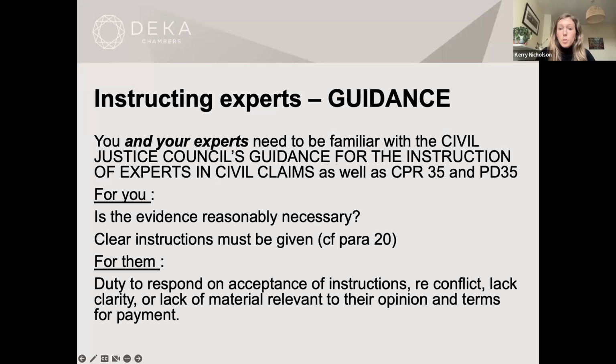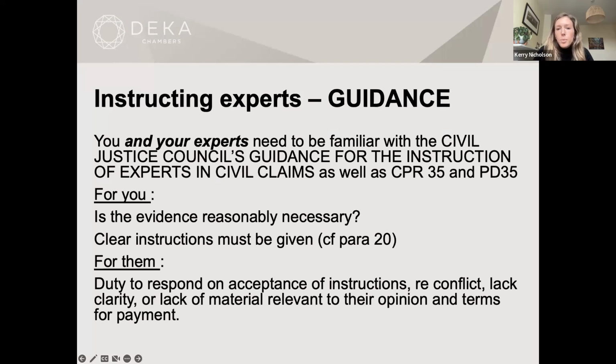Paragraph 20 of the Civil Justice Council guidance sets out things that should be included in instructions to experts. It's basically a long checklist, even set out in bullet points like a checklist. You can just keep your eye on it and go through, making sure, yes, I've done that, because it is a long list and it can be quite easy to accidentally forget something. So that's a really handy thing to keep an eye on when putting together your instructions for your experts.